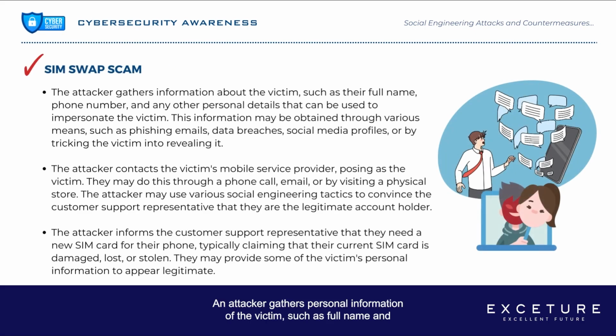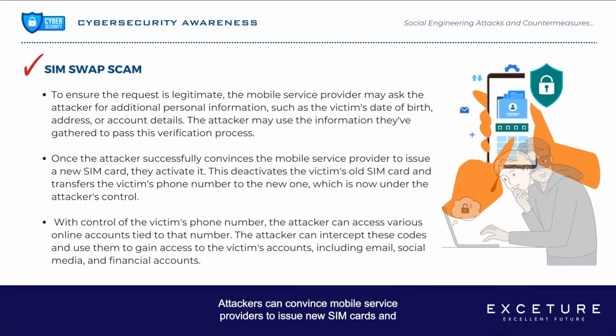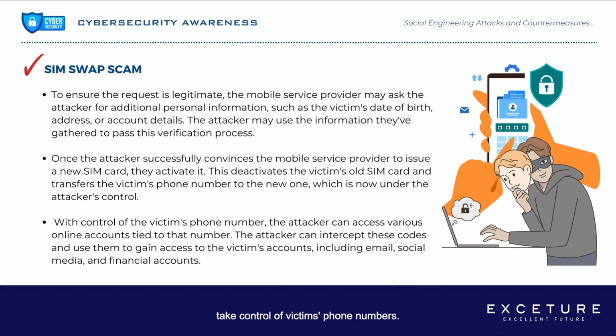An attacker gathers personal information of the victim, such as full name and phone number. Through phishing, data breaches, or social media, the attacker contacts the victim's mobile service provider by posing as the victim, and convinces the representative to issue a new SIM card by providing some of the victim's personal information. Attackers can convince mobile service providers to issue new SIM cards and take control of victims' phone numbers.